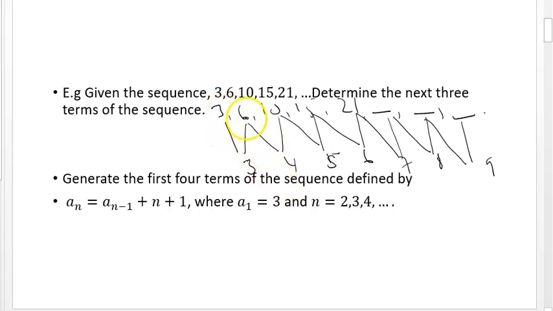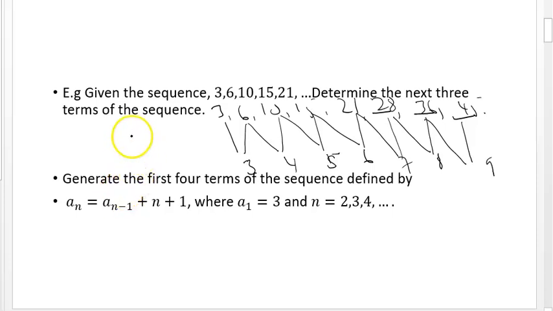Let's go. 3 plus 3, 6. 6 plus 4, 10. 10 plus 5, 15. 15 plus 6, 21. 21 plus 7, so this becomes 28. 28 plus 8, it becomes 36. 36 plus 9, it becomes 45. So therefore, the next 3 terms of the sequence are 28, 36, 45.